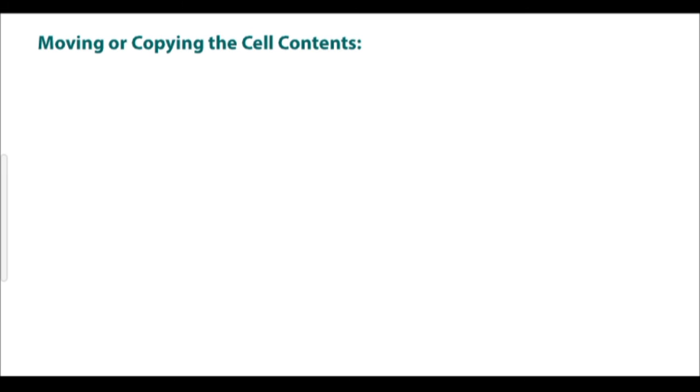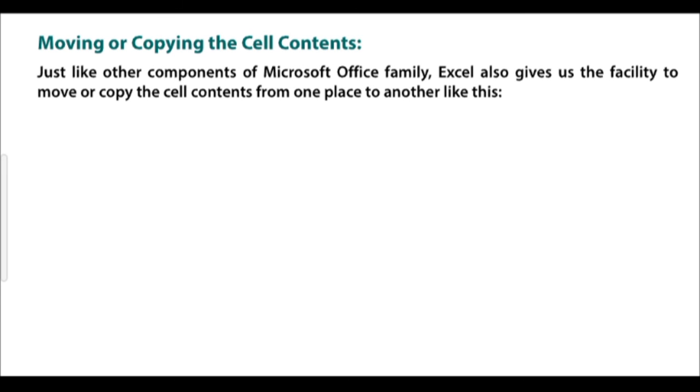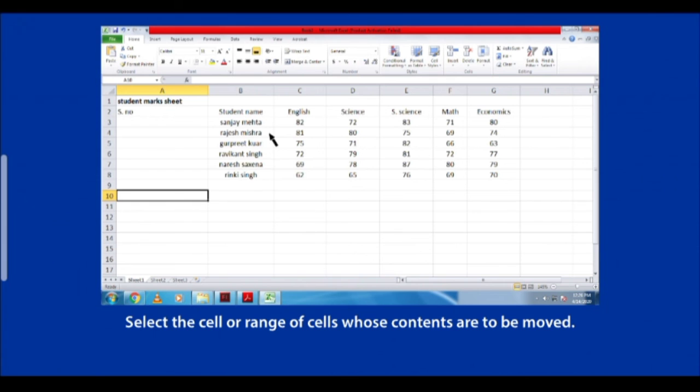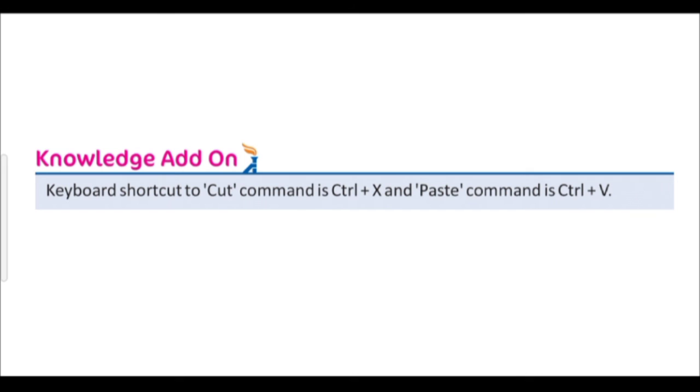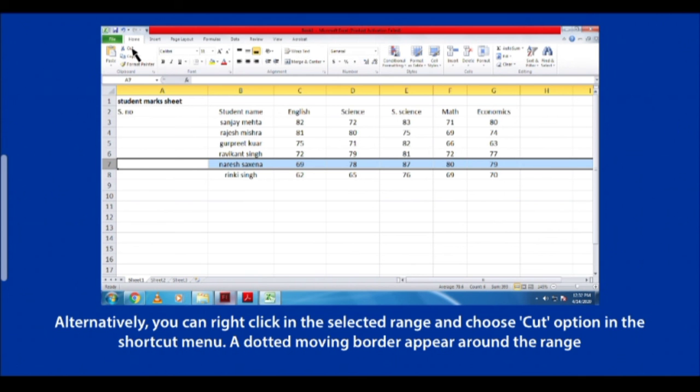Moving or copying the cell contents. Just like other components of the Microsoft Office family, Excel also gives the facility to move or copy the cell contents from one place to another like this. To move the cell contents, select the cell or range of cells whose contents are to be moved. Select the Cut option in the Clipboard group on the Home tab. Knowledge add-on. The keyboard shortcut for the cut command is Ctrl+X and for the paste command is Ctrl+V.